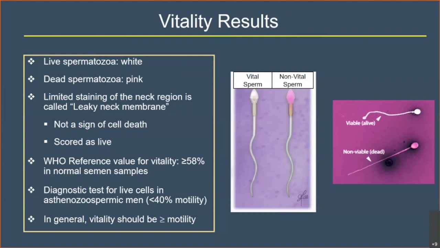And this is an important diagnostic test in patients who are asthenozoospermic, or those patients where the motility is less than 40%. In general, the vitality should be equal to or greater than motility. On the right, you see two images of a viable cell and a non-viable or dead cell. Next slide, please.